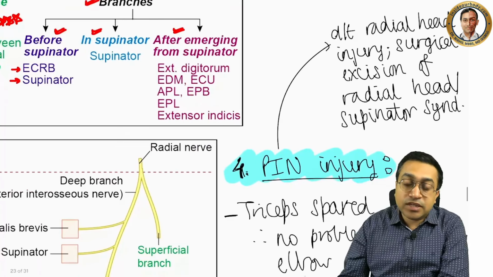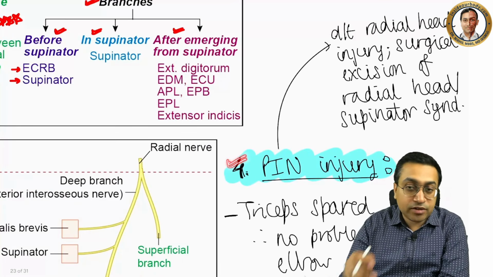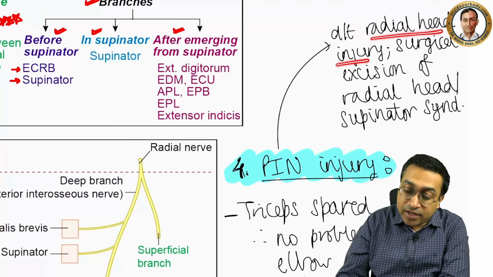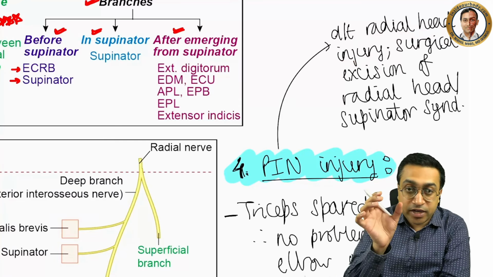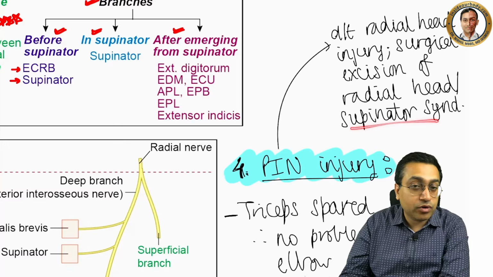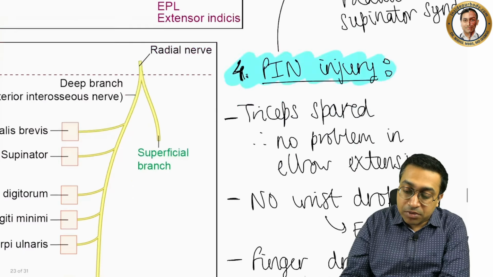Then we talk about the nerve injuries continued. So the fourth injury is the PIN injury, that is a posterior interosseous nerve injury. It is due to radial head injury, specifically the head of the radius involved, or there can be surgical excision of the radial head, or there can be supinator syndrome, that we have discussed. So there can be a PIN injury.